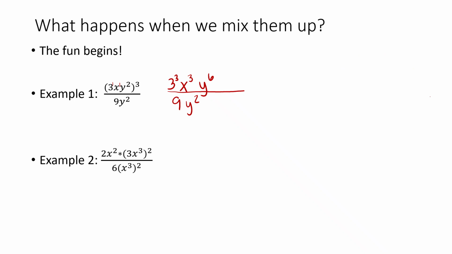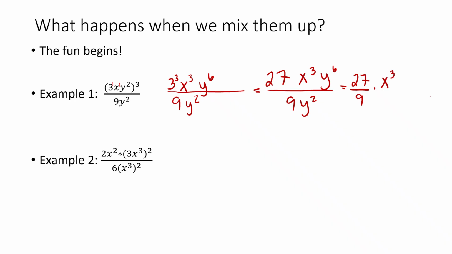Okay, so we can do a little bit more with this. 3 to the third power is 27, and then we have x to the third, y to the sixth. And what I tell my students to do is think of this as 3 mini problems. And so the first mini problem has to do with the constants. You have 27 divided by 9. The second mini problem is the x to the third, and the third mini problem is y to the 6 over y squared.